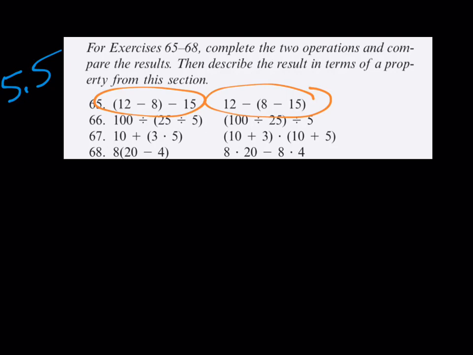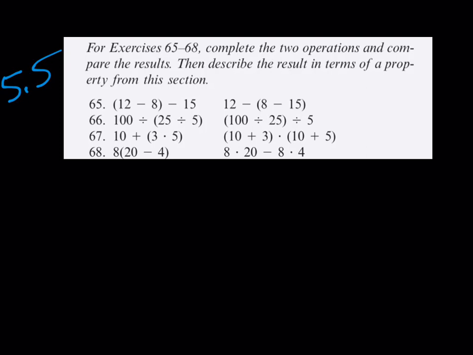So what you want to do is use order of operations to complete each of those and simplify so that you get a single number as an answer. And then you're going to compare. So in some cases, perhaps the two answers are equal. In other cases, perhaps they're not. So describing the result in terms of a property means here we're not actually examining the properties that are given in this section. We're exploring other possible properties that could exist.